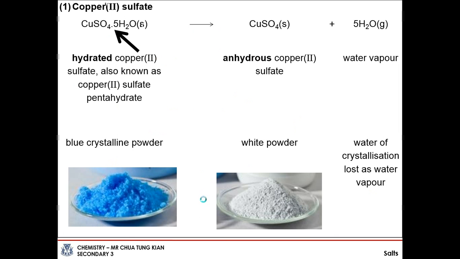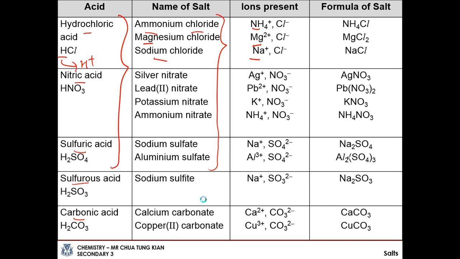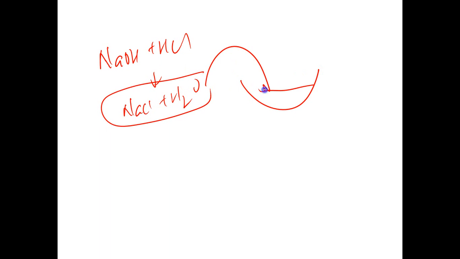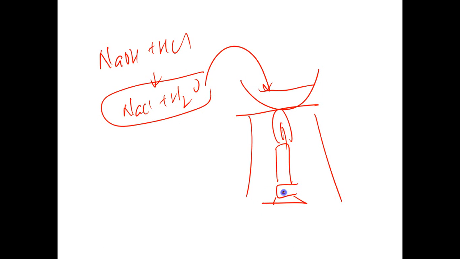So before we move on, there's something which we need to cover first, because during the preparation of salts, it is quite common, if you recall, you should have done this before, where you react sodium hydroxide together with HCl to get sodium chloride and water, and then you were asked to place this solution over a Bunsen flame and heat until all the water is evaporated, and this will leave you with your salt, NaCl, behind. But can this be done for every single salt? Actually no.